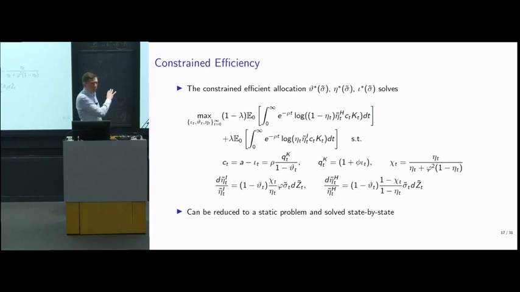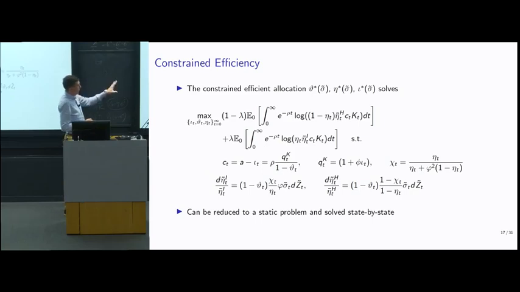In fact, this problem might look kind of scary, but then it reduces to a static problem and can be solved state by state. So you just have three first-order conditions, and the solution to these three first-order conditions, state by state, meaning for each sigma tilde, you have three unknowns and three equations, and you can figure it out. It's way simpler than it looks. But we're not going to solve it.